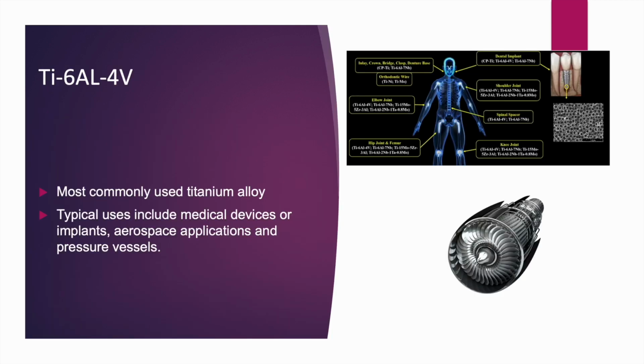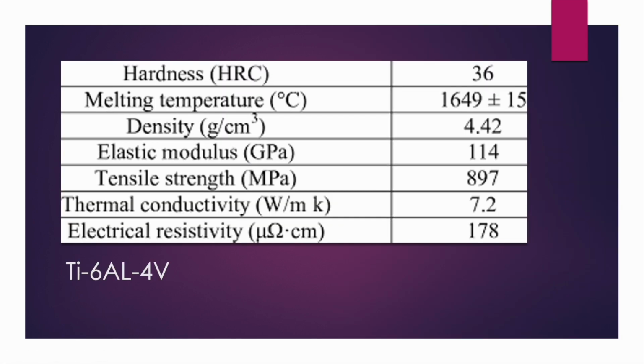And now I want to get into the most commonly used titanium alloy, which is Ti6Al4V. It's typically used for medical devices or implants. And then you can see right here the aerospace application. As far as implants go, it can be a knee implant, a hip implant, or elbow and shoulder sockets, even maybe a tooth root. So there are a lot of applications in the medical field because titanium is so biocompatible with our human body.